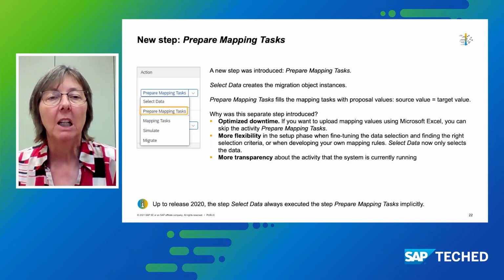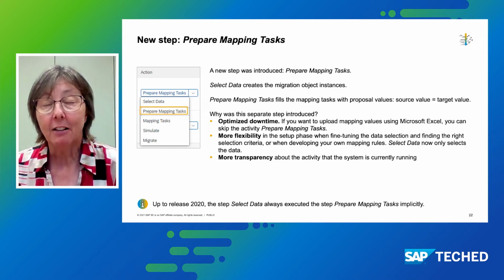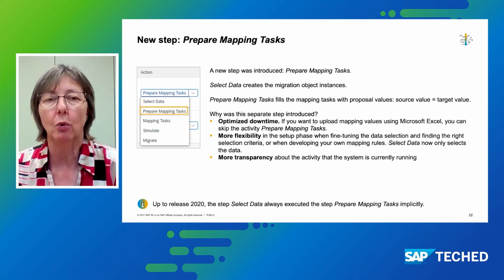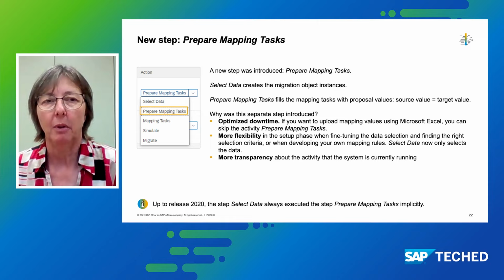And with this step, the system creates proposal values for the mapping. So means source value is target value is the proposal. Yeah, why did we separate these two steps? On the one hand side, it's now possible to optimize the downtime. So imagine you use Excel to upload your mapping, and you do not need these proposal values because you have created the mappings during your tests already in an Excel. So in this case, you can skip this prepare mapping task step. And this means the downtime is optimized.